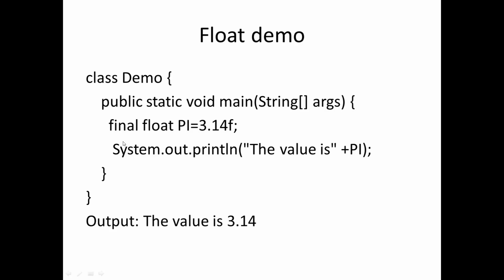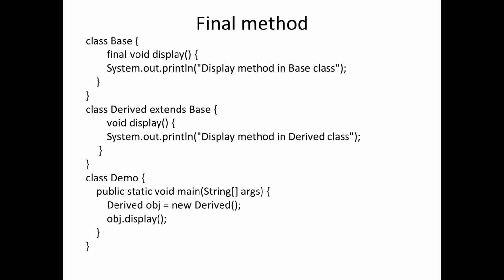Now what is meant by a final method? Suppose I have considered a class called Base. This consists of a function called display, which is a final function. Previously it was a final variable, now I am moving to a final function. Then another class called Derived. Between these two there is a single inheritance, that's why it extends Base. Here also I am considering void display and a print statement.